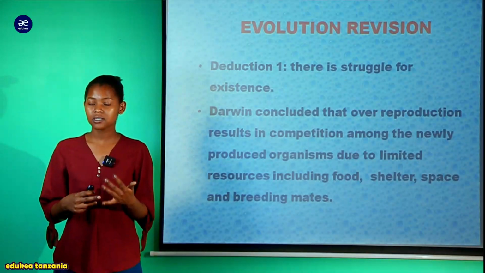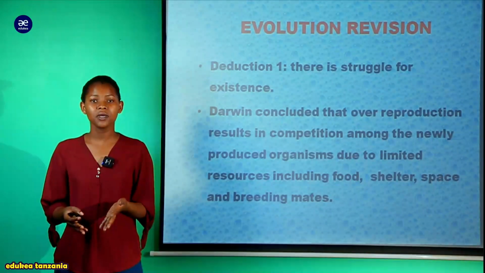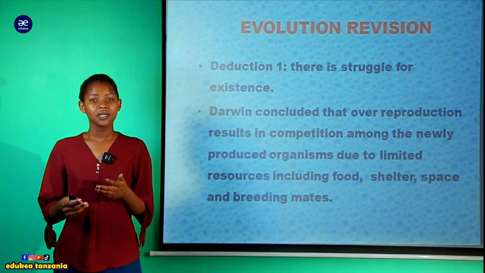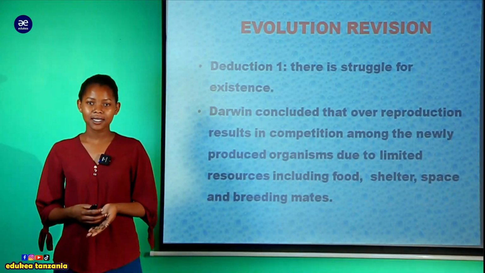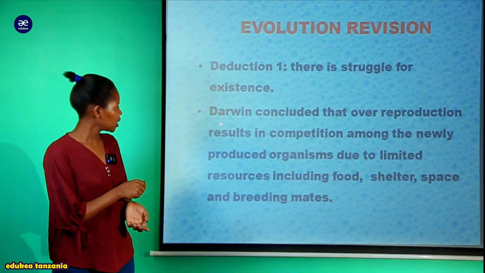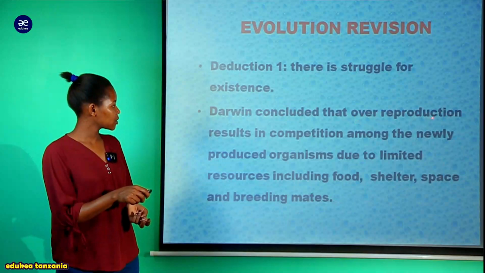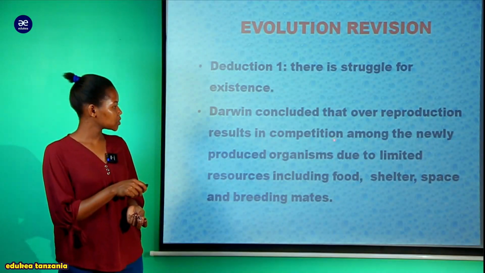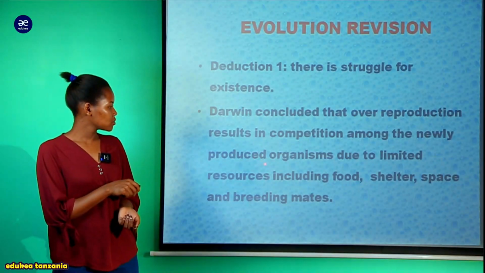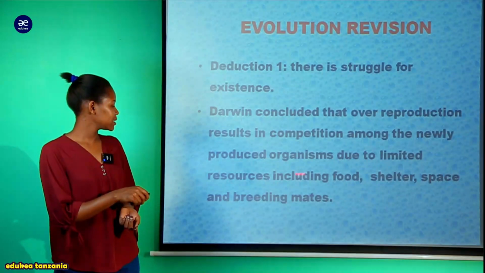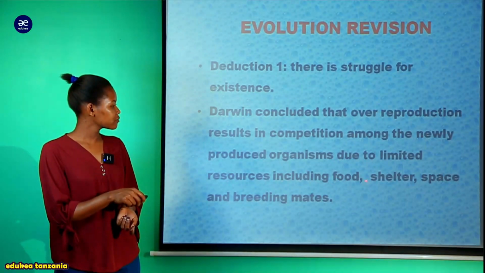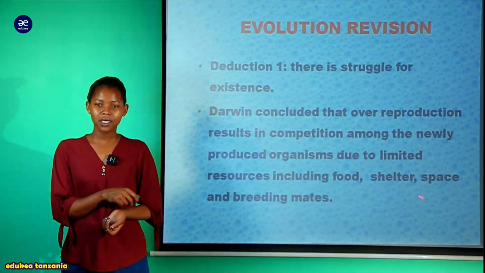Maybe struggle for the essential resources like food, water, light, and space. And you can see here, Darwin concluded that overreproduction results in competition among the newly-produced organisms due to limited resources, including food, shelter, space, and breeding mates.